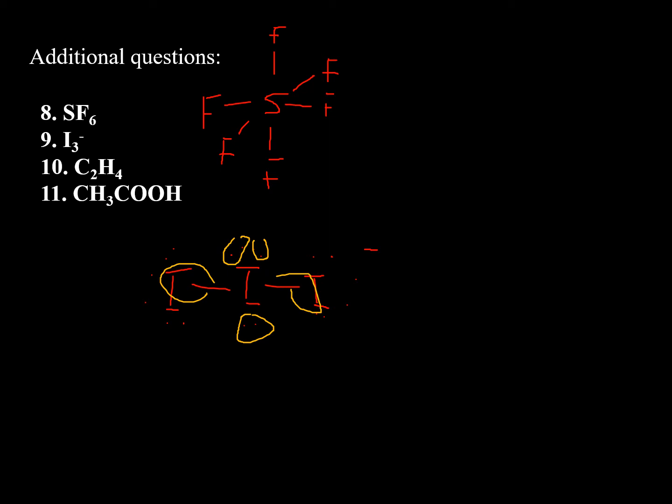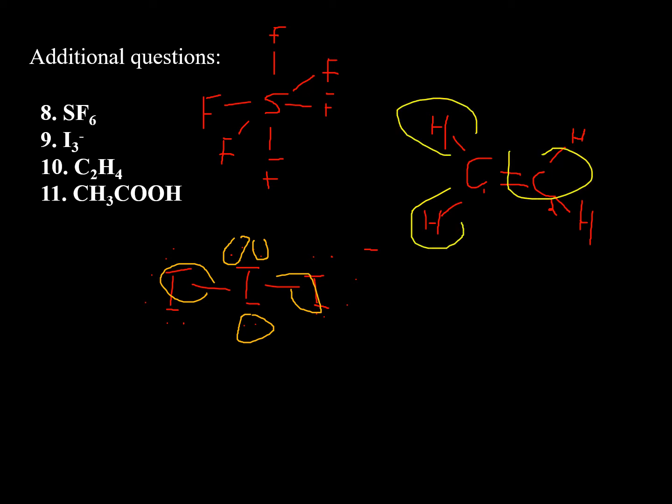Number 10, which is C2H4. It's a double bond there. We focus on the central atoms, C1 and C2. C1 has 3 groups attached and no lone pairs, so it's trigonal planar. And the carbon on the right has 3 groups attached to the central atom, so that's also trigonal planar. So overall, it's a trigonal planar molecule.